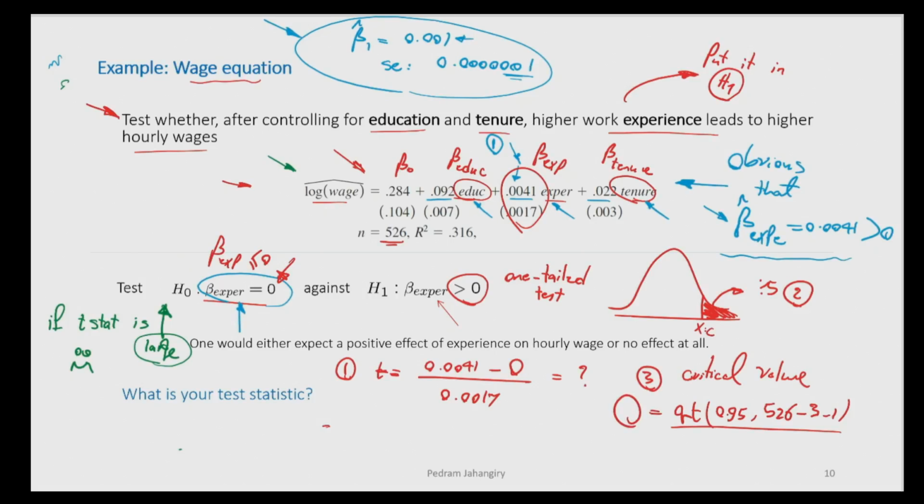And then step 4, compare your t-stat with your critical value. If it is greater, you reject. If it is less, you fail to reject. Okay, hopefully that was a quick review of what you're expected to do for the homeworks and exams and things like that. Now let's see what we have on this slide.